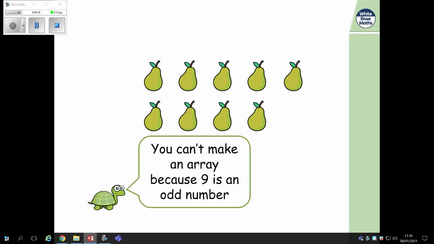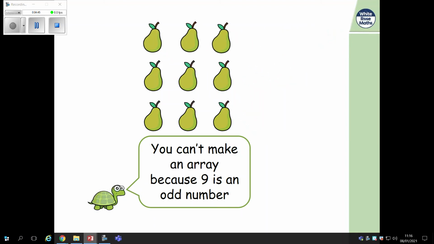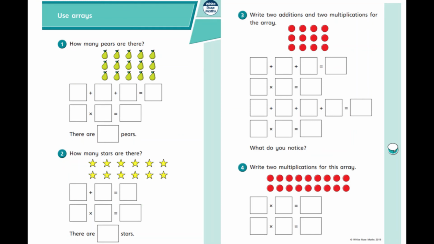So now the little turtle says you can't make an array because 9 is an odd number. So let's have a little think. Can you move any pairs to try and make an equal array? So they've now done it for you. So that's 3 add 3 and 3 equals 9. Also written as 3 times 3 equals 9. So hopefully you can see that's equal now, so you can make an array of 9.